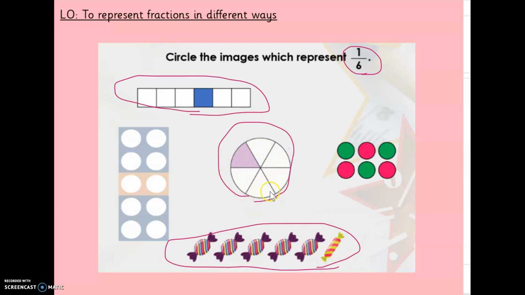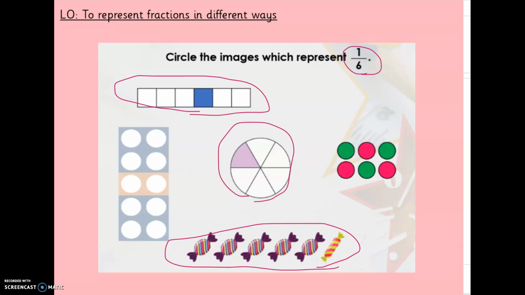It's been split into 6 pieces. 1 piece is coloured purple, which is 1/6. And finally down here, you can see I've got 6 sweets altogether. 5 of them are this purple sweet, and 1 of them is this yellowy green sweet. So that also shows 1/6 because 1 out of 6 of them is different.